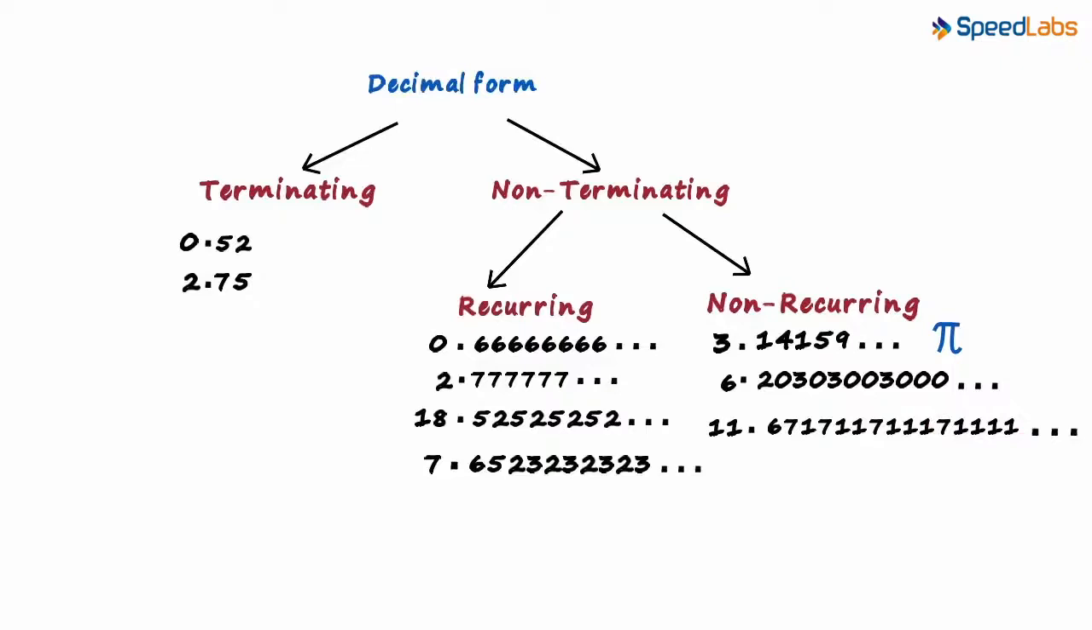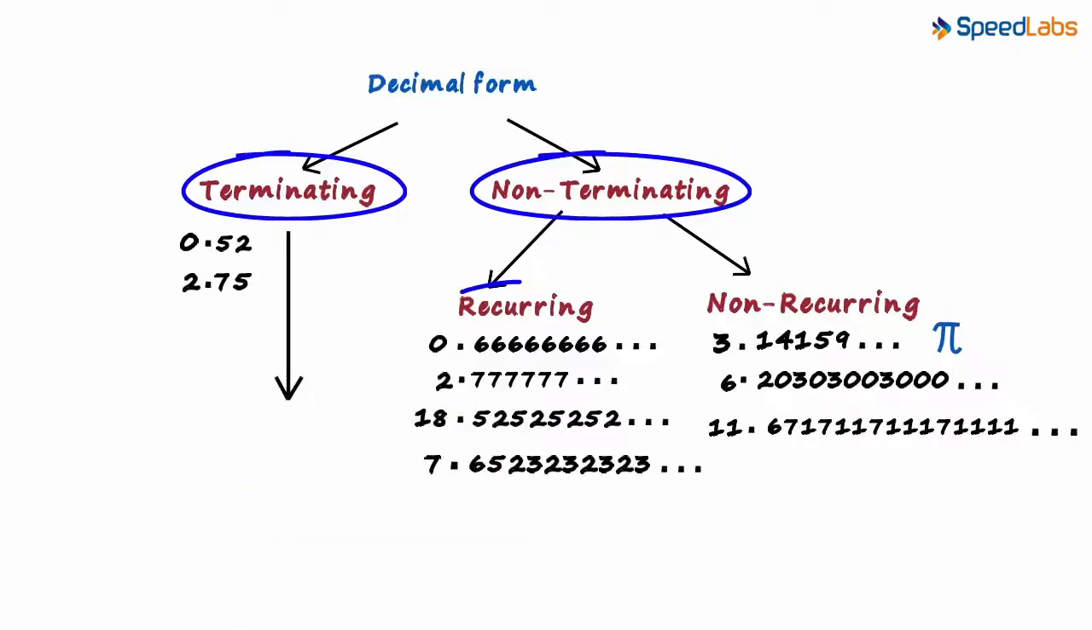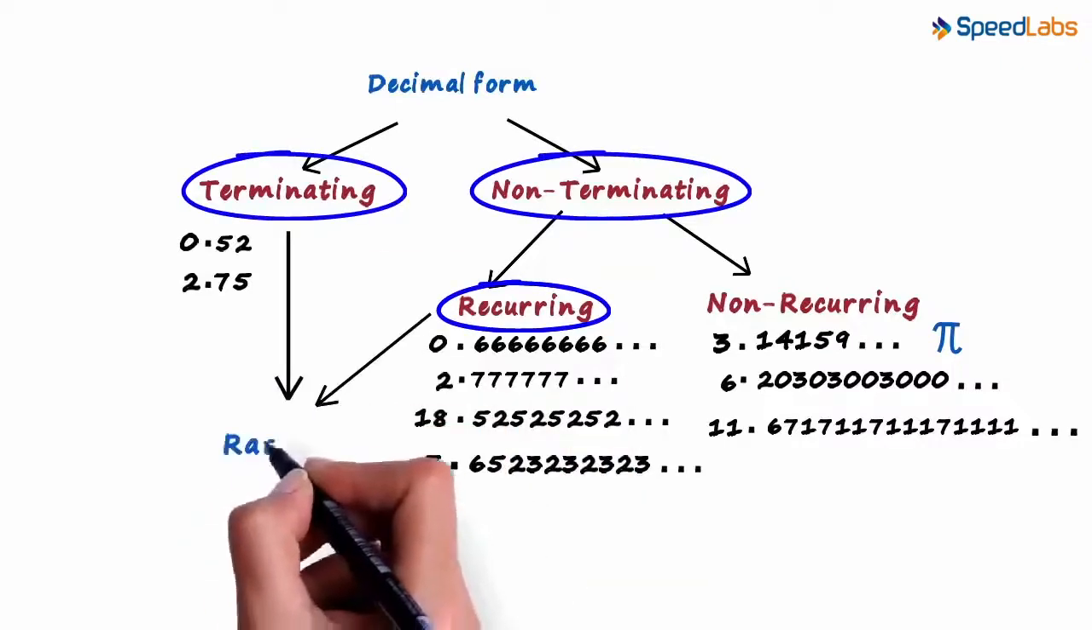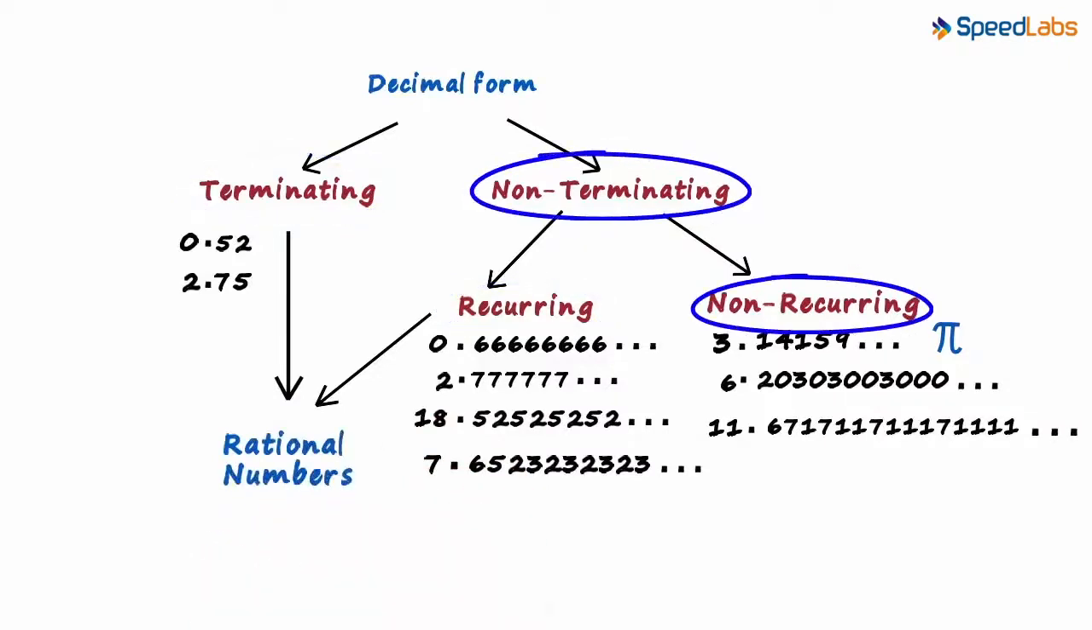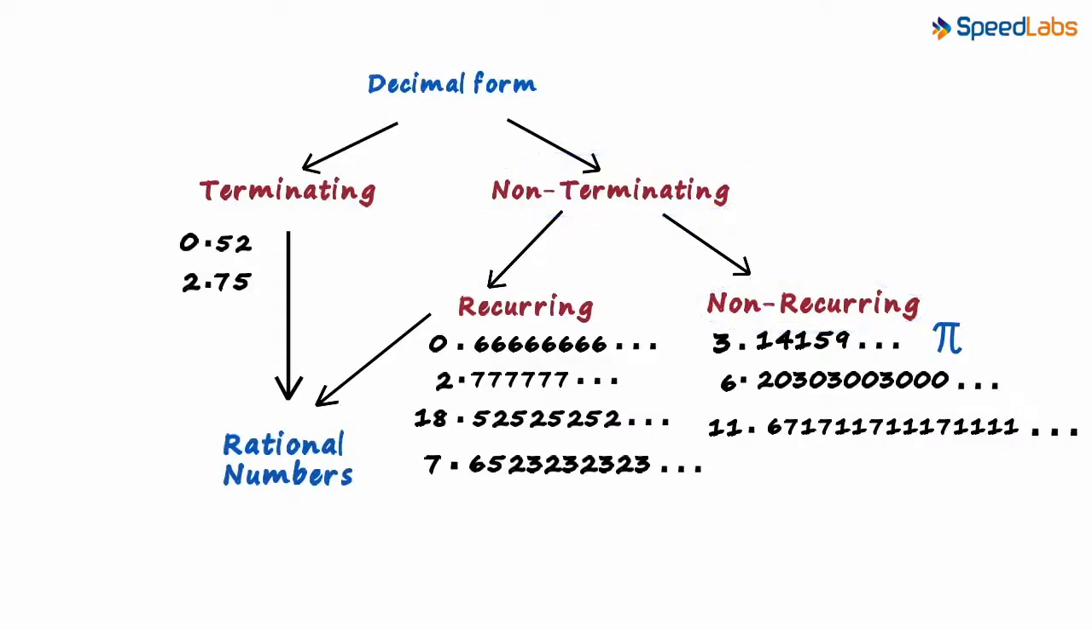But here's the main point of the video. Terminating decimals and non-terminating recurring decimals together form rational numbers. Non-terminating non-recurring decimals cannot be expressed as p by q, which is why they are not rational numbers.